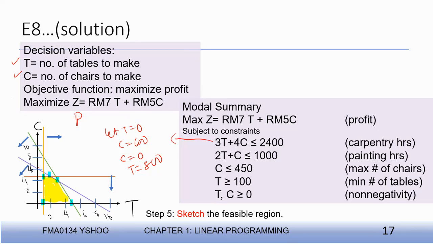And then you draw a straight line using a ruler, and you do the same for the other lines. T and C are greater than or equal to 0, which means you only draw in quadrant 1. And then after that, you need to make sure they fulfill all the inequalities. So this is the shaded part. Okay, now step 5 is finished.